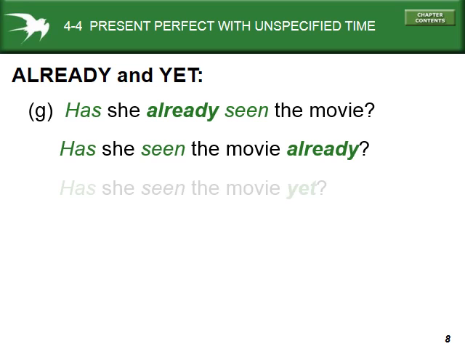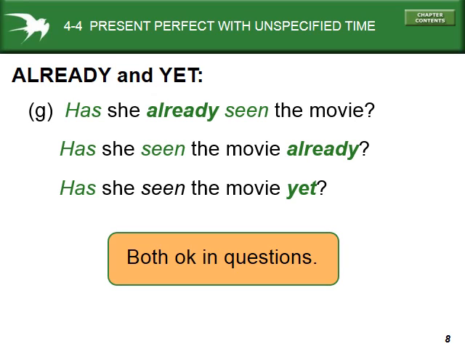Actually, let's talk about how these ones are both used together in a question. We said we use already with affirmatives and we use yet with negatives. We can use both of them together in questions. Their location in the question is different though. As we saw with already, there's two locations that we can put already. We can put already before the main verb, or we can put it at the end of the sentence. So the same thing is true with the question. So has she already seen the movie, or has she seen the movie already?